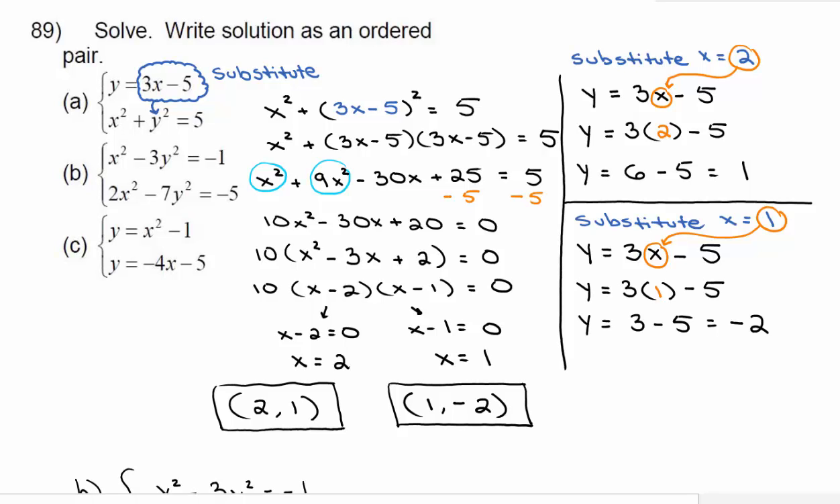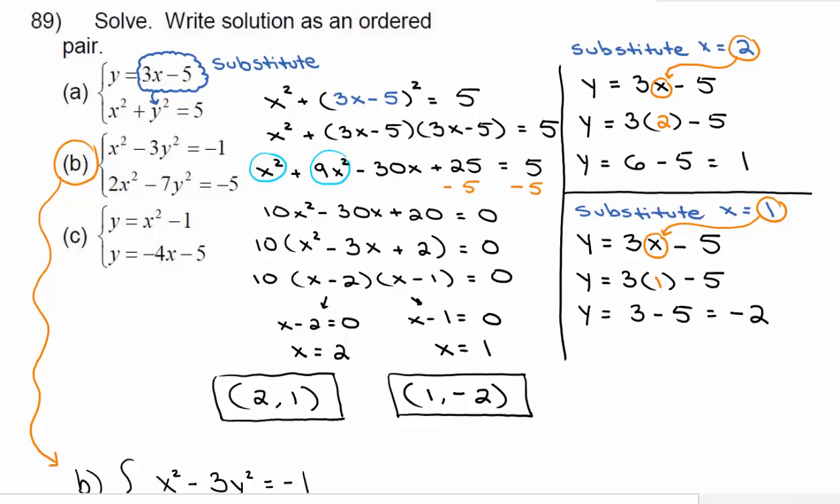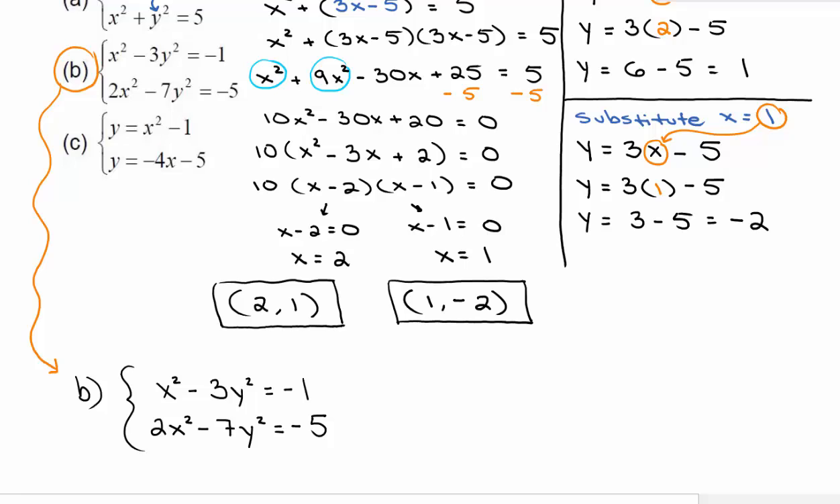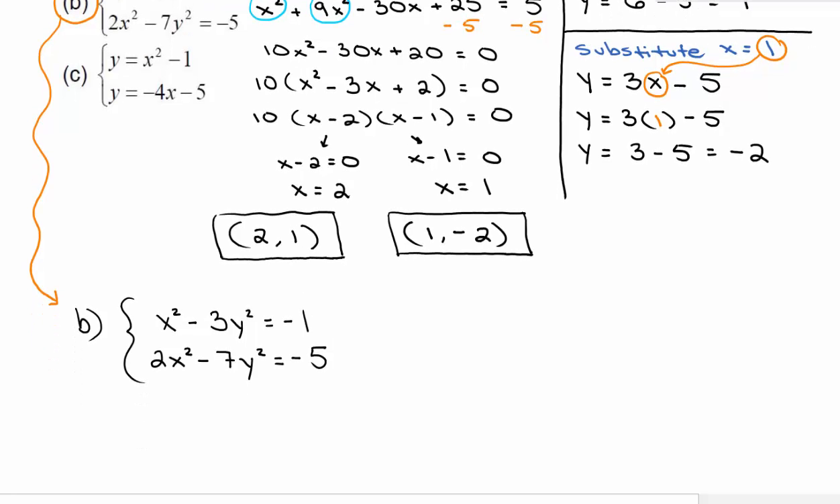All right, so we left off, I believe, on number 89. In my part 2 video for this final exam review questions, I finished 89A, which you see written right here. So I've gone ahead and I copied down B, this system of nonlinear equations, which is x squared minus 3y squared equal to negative 1, and 2x squared minus 7y squared equal to negative 5.